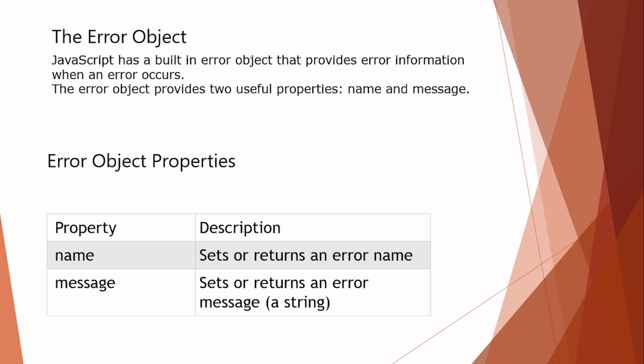The error object. JavaScript has a built-in error object that provides error information when an error occurs. The error object provides two useful properties: name and message. Error object properties: name and message. Name sets or returns an error name. Message sets or returns an error message as a string.